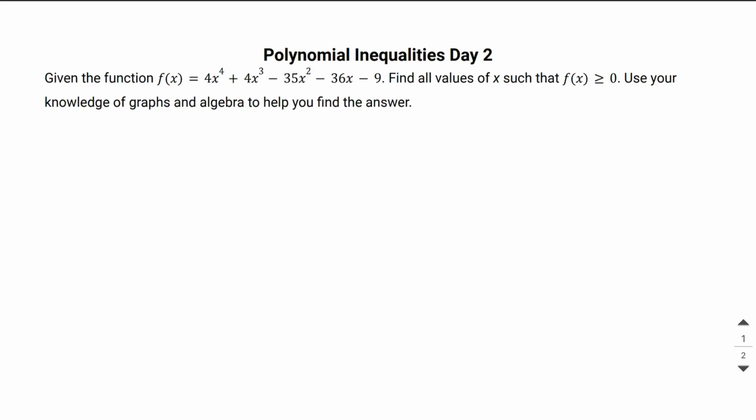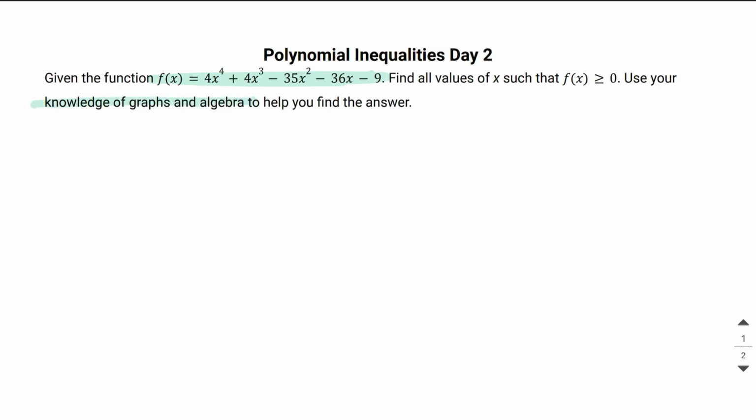Hi everyone, this video is on polynomial inequalities, and this is going to be the second day of it. We're going to take a look at it from a graphical perspective in addition to the algebraic perspective that we looked at. So it says right here, given the function f of x equals all of this stuff right here, so we know it's a quartic function, find all values of x such that f of x is greater than or equal to 0. And then it says use your knowledge of graphs and algebra to help you find the answer.